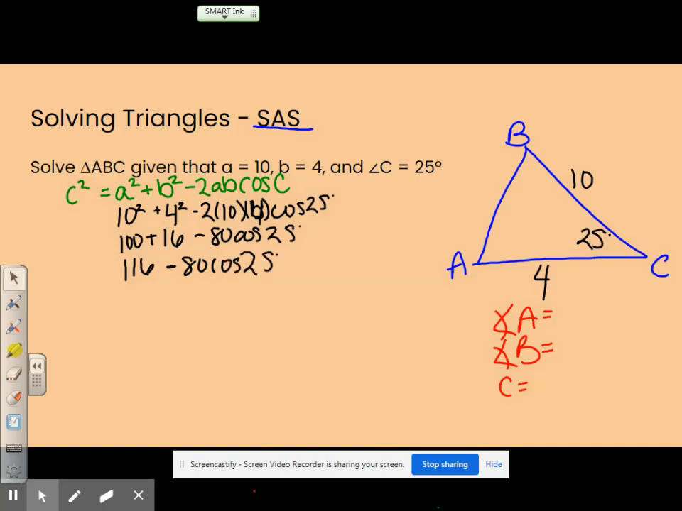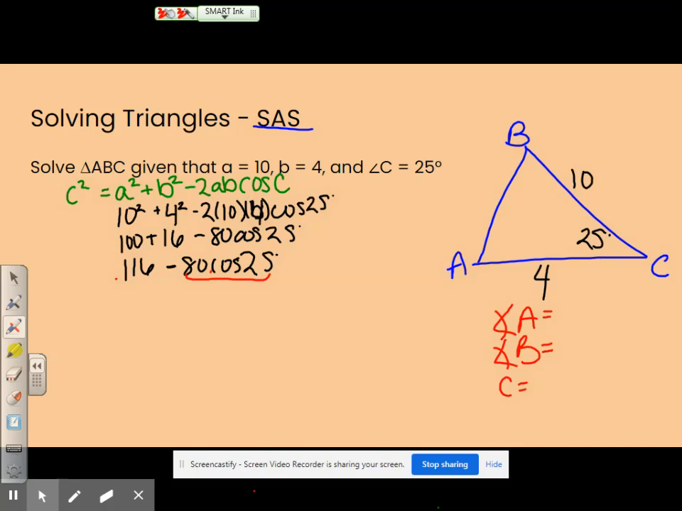I've seen a lot of people today try and separate 116 and 80 and take the difference of them and then multiply times cosine of 25. But which, first of all, is illegal math. What I'm seeing is that 80 is being multiplied times cosine of 25. They are a unit. The only way that I'm able to break up that 80 being multiplied times the cosine of 25 is if I divide it.